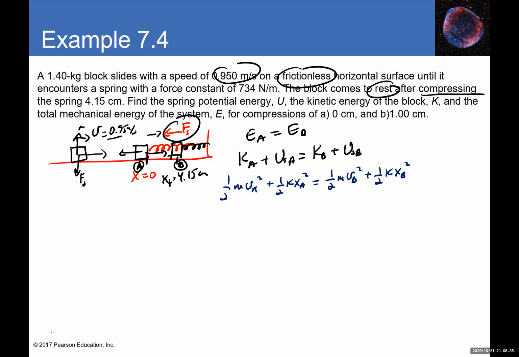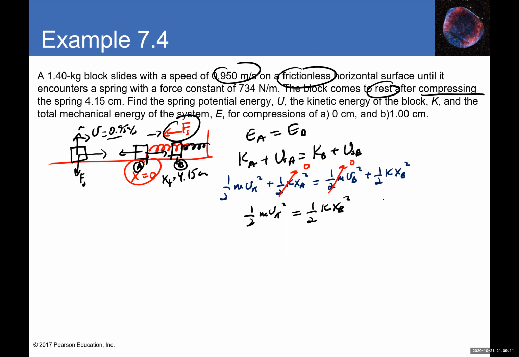Well, I know one thing, that point A has x equals 0, so this is 0. And at point B, it comes to rest, so that's 0. That means what I have here is 1 half mva square, which is my kinetic energy at point A, equals 1 half kxb square. That means all of my kinetic energy at point A will be converted to the potential energy at point B. And what we want to know here is the spring potential energy U. All right.